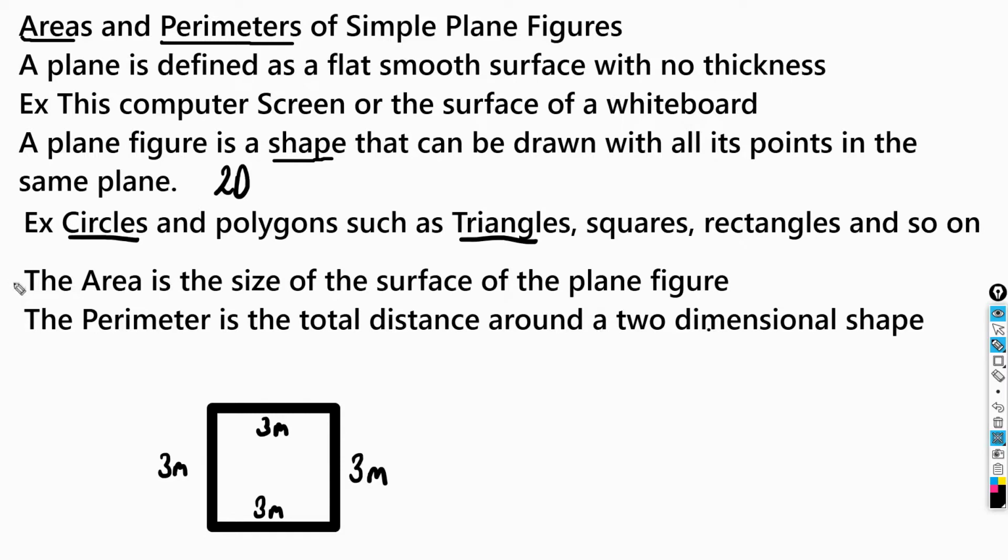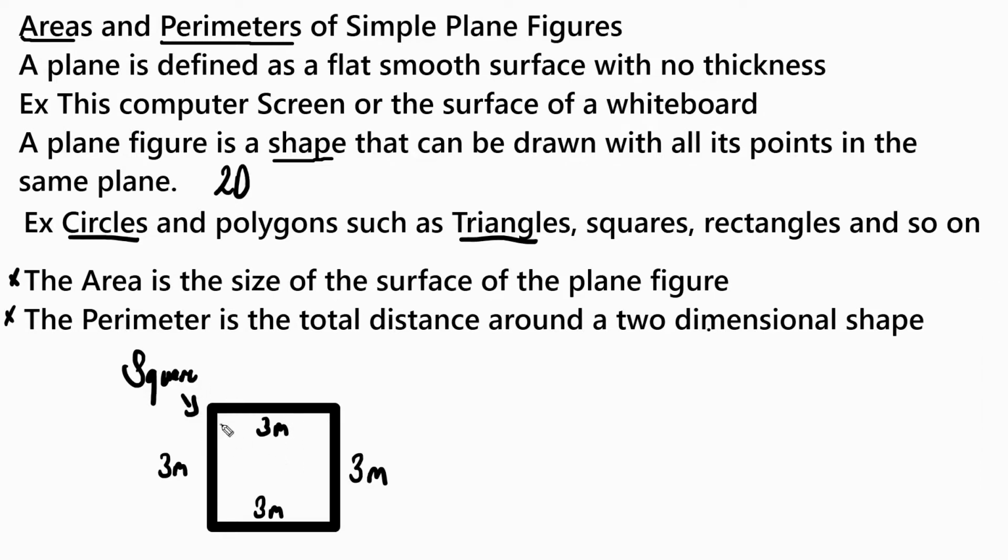And so we have some definitions here. It says the area is the size of the surface of the plane figure, and the perimeter is the total distance around a two-dimensional shape, okay? So basically, I'm going to use this square below as an example, right?